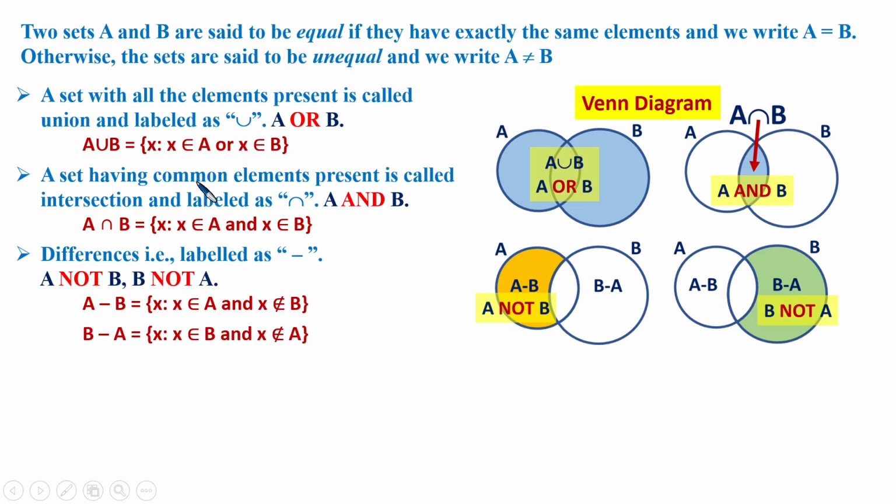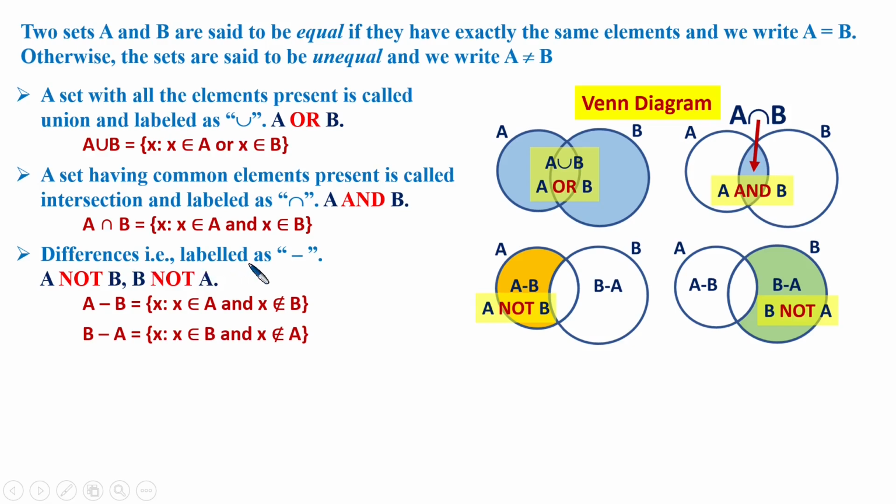Similarly, the set of common elements is called the intersection and is labeled with an inverted U, and you can call it AND because it belongs to both set A and set B. And how do you write it in set builder form? A intersection B is equal to X such that X belongs to A as well as X belongs to B. In union it was OR: either X belongs to A or X belongs to B.